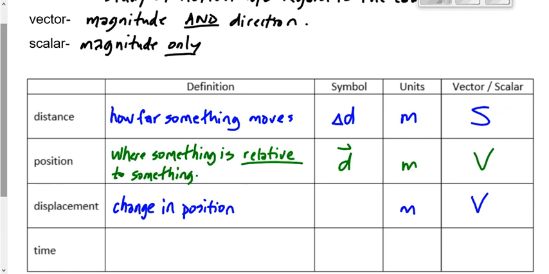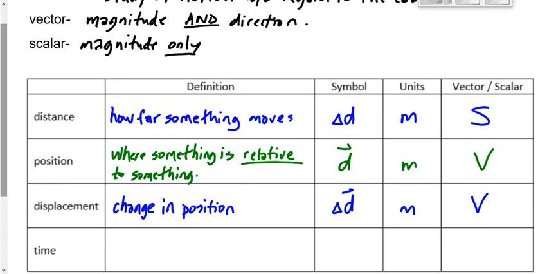Anybody for the symbol there? Oh, you can get this. Come on. Position is D with the arrow over it. What would displacement, the change of position, be, Tyler? So it'd be a delta before the D. Yes, delta before the D, because that's change, right? Position is D with the arrow over it. So delta D with the arrow over it would be change in position or displacement.